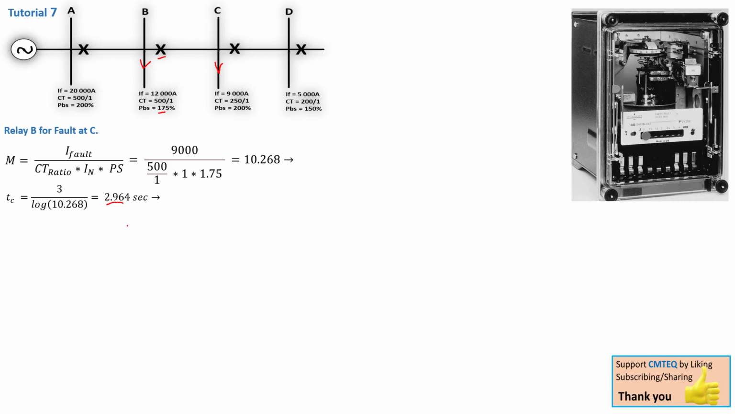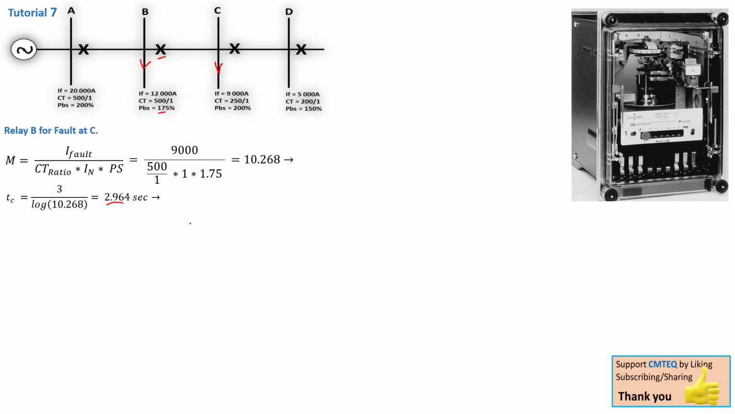Okay, so now how are we going to calculate the first one? Because this one we're doing for C. So the actual tripping time, or the actual operating time, for the fault on bus bar C will be based on the grading margin. You guessed it.